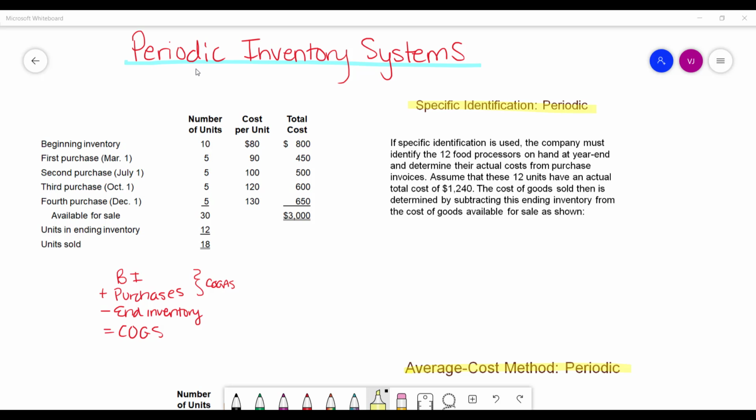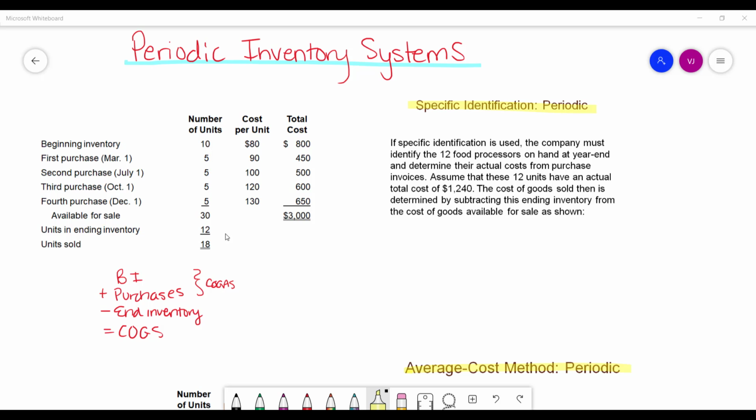But under a periodic system, however, we wait until the end of the year to determine both ending inventory and cost of goods sold. So here they give us beginning inventory, all these purchases, and then they went and counted and determined of the 30 units that they had available to sell for the year, they had 12 left at the end of the year. So they were able to determine, okay, that means we sold 18 of the 30. So the cost of goods available for sale here is $3,000 and 30 units available.